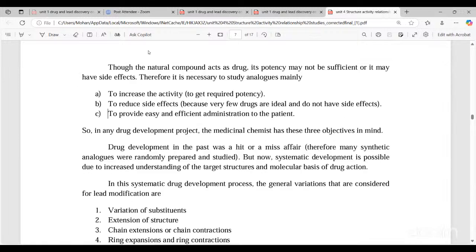So in any drug development project, the medicinal chemist has these three objectives in mind: one, to increase the activity; two, to reduce the side effects; and three, to allow easy and efficient administration route for the patient.